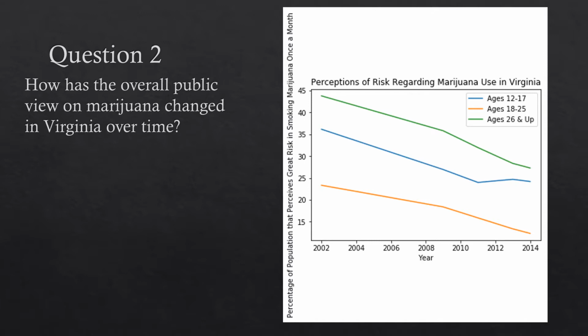One thing that you notice that all three age groups have in common is that the percentage of people who perceive risk in marijuana declined in all three age groups, meaning that the overall public view of marijuana has been becoming more positive in the last few years.